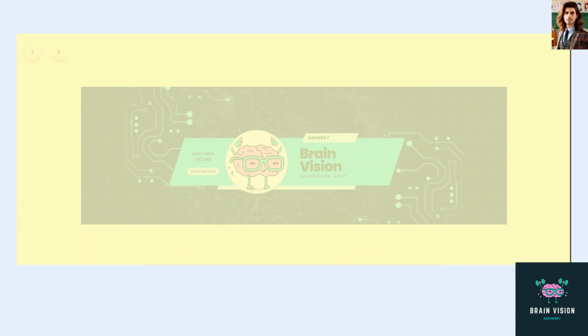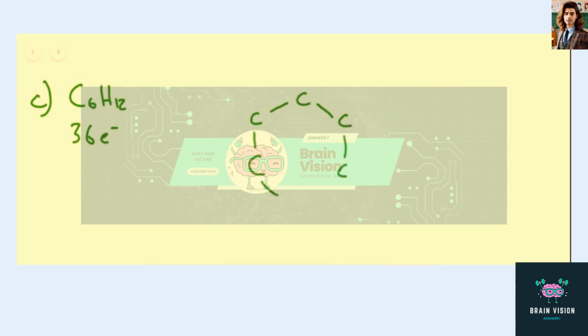In part C, we're given C6H12. This molecule has 36 electrons. So again, we're told it's a ring structure, so we can draw our carbon skeleton with the 6 carbon atoms, like so.